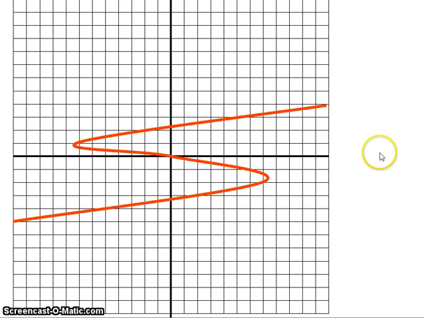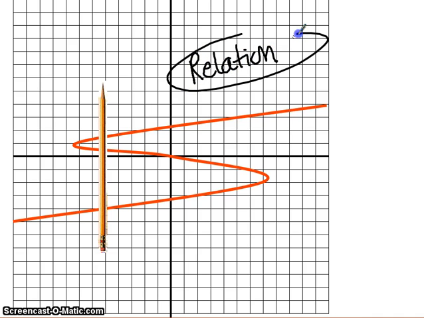What about this one? If you drag a pencil across it, is it a function or a relation? It's a relation because you can see right here, it's touching 1, 2, 3 places at the same time, and therefore this is a relation. Label it on your paper, relation. It's touching 3 places for the same input.